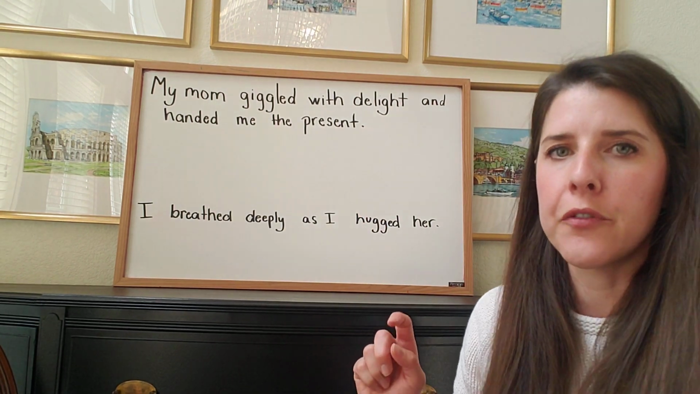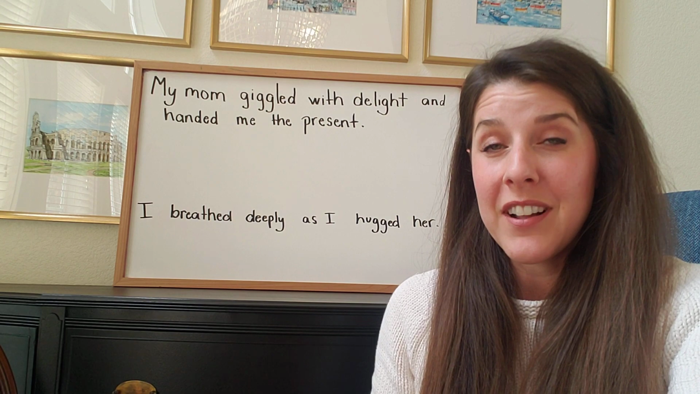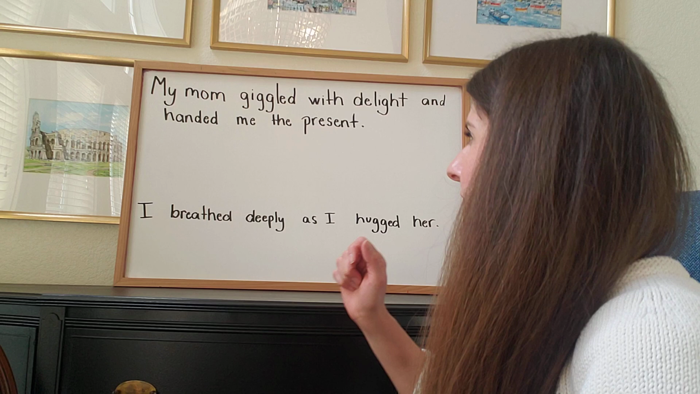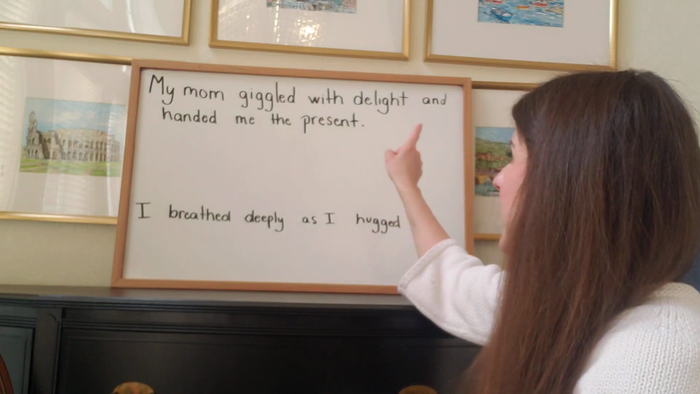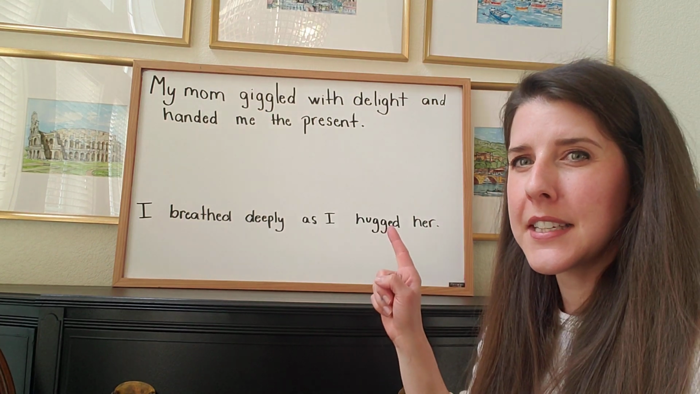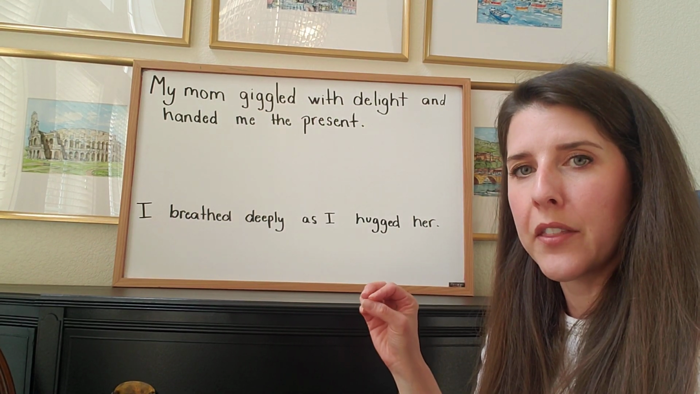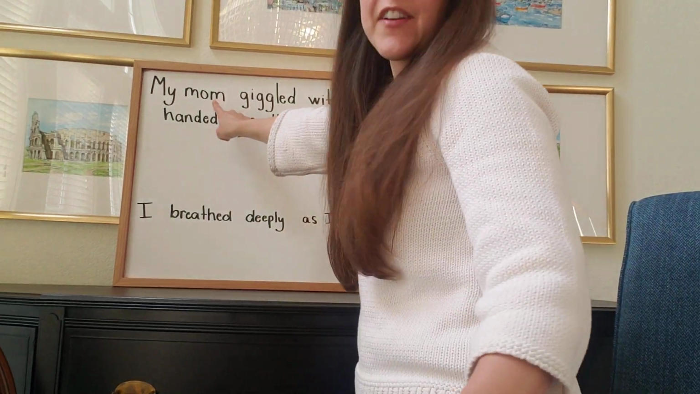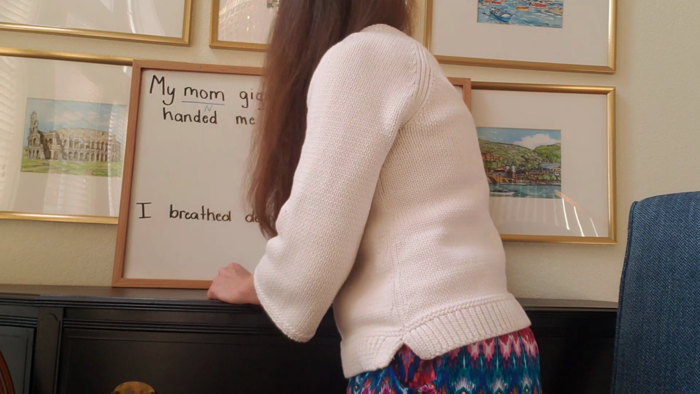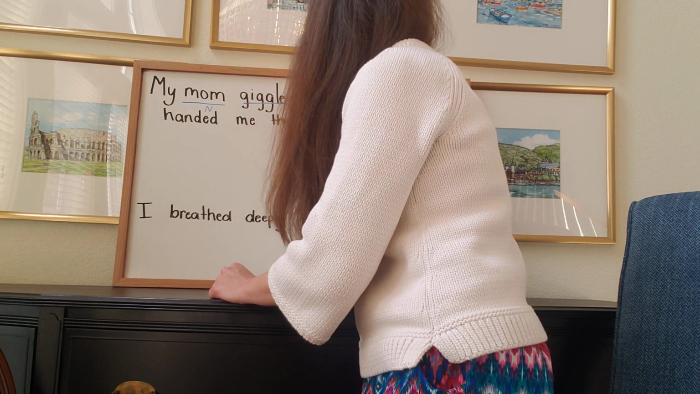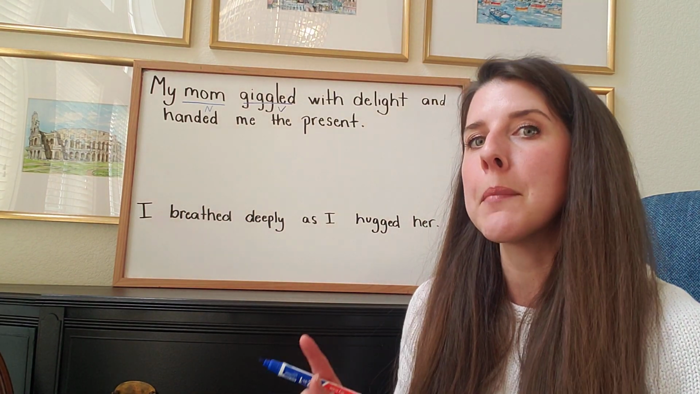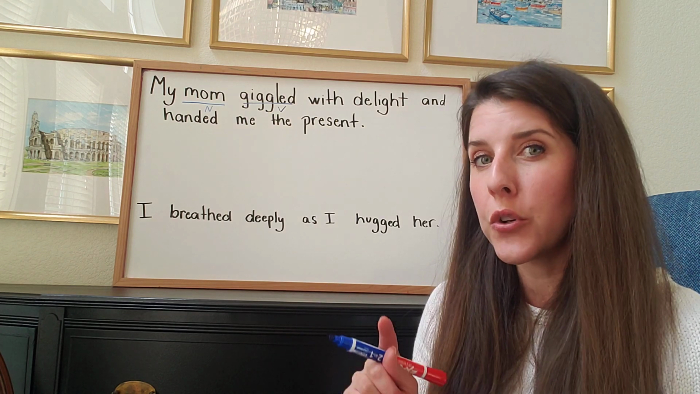So let's look at the first sentence that I've got up here on my board. I don't have my regular board because we're not in the classroom, so we're just making do with what we have. My mom giggled with delight and handed me the present. Whenever I notice this sentence, I notice that it is set up in the traditional way that we usually see sentences. First, we have a noun, mom, and then we have our verb, giggled. So what we're going to do this time whenever we flip our sentences is flip the noun and the verb, and we're actually going to start with the verb.